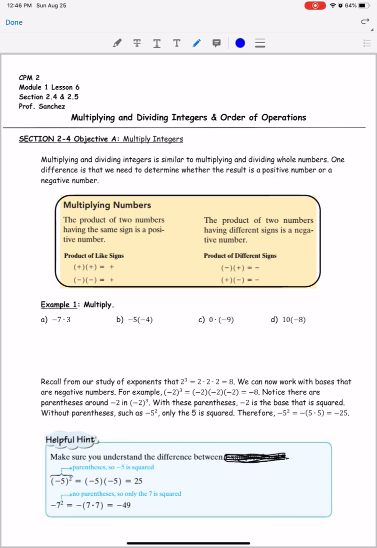So on example 1, we're multiplying. First, 7 times 3 is 21. Now I've got to figure out if this is a positive 21 or a negative 21. So do I have like signs or different signs? On this one I have different signs. You've got a negative 7 and a positive 3. Because of that, my answer is going to be negative.